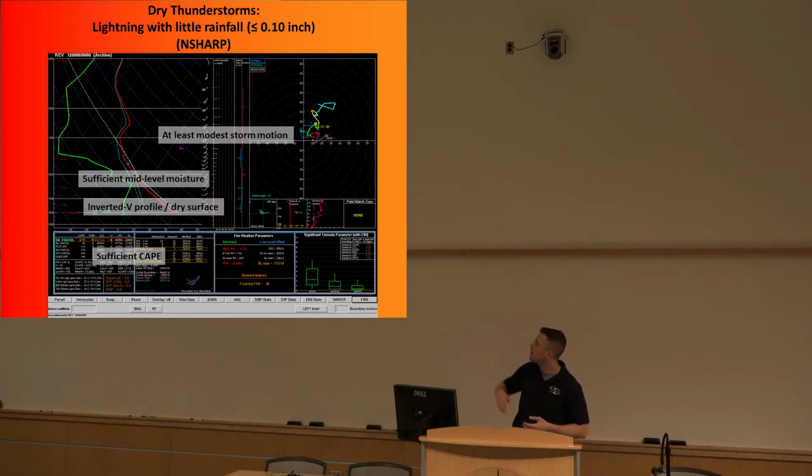As well as at least modest storm motions. We need these storms to be moving along fast enough. If a storm were to have these characteristics and stall, we increase the likelihood of wetting precipitation, so they need to be moving fast enough. There has to be some noted storm motion, at least modest storm motion, in order for the accumulation of precipitation to be limited. So these are other elements of fire weather forecasting that we consider.